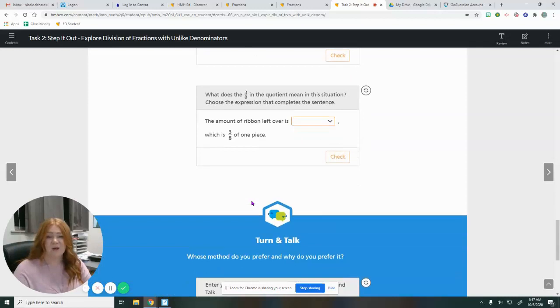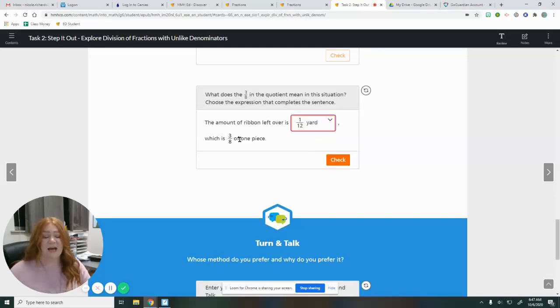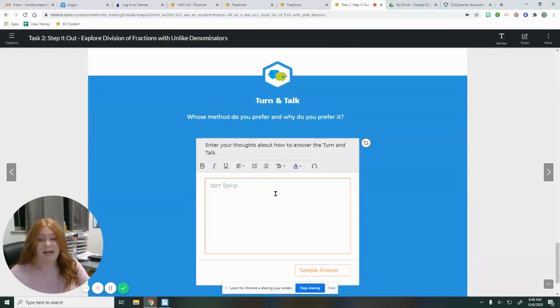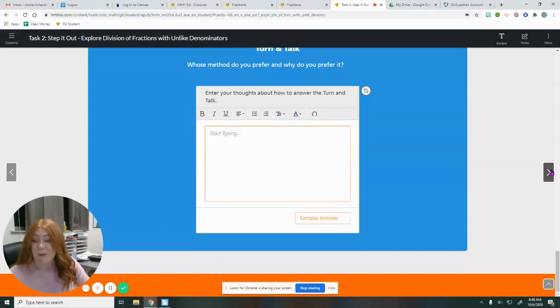So what does 3/8 in the quotient mean? The amount of ribbon left over is 1/12, which is 3/8 of 2/9. So 2/9 is kind of like our piece there. That's what we want, and we only had 3/8 of it, which is 1/12. So when you have 3/8 of something else, we want to multiply to find that answer. Okay, so down here, just go ahead and tell me whose method you prefer, Eric's or Tom's, and tell me why you like that way better. So go ahead and pause and do that.